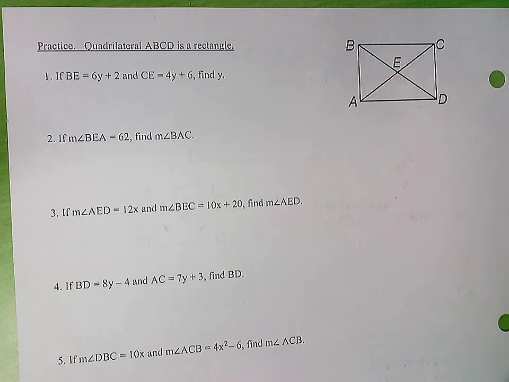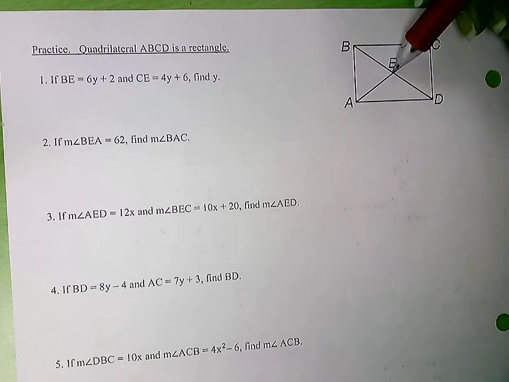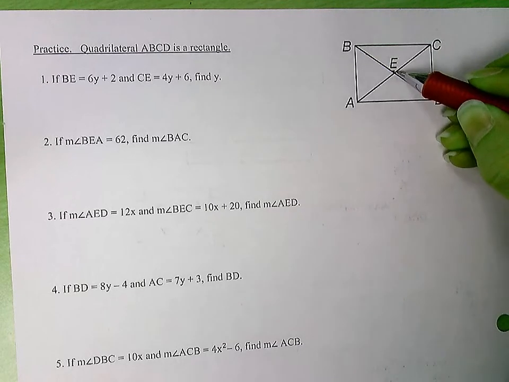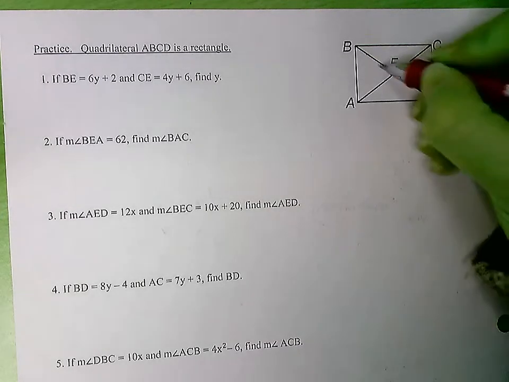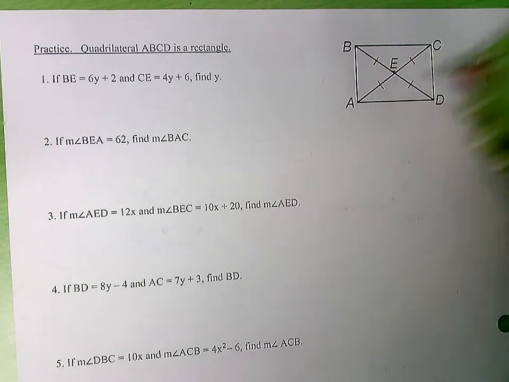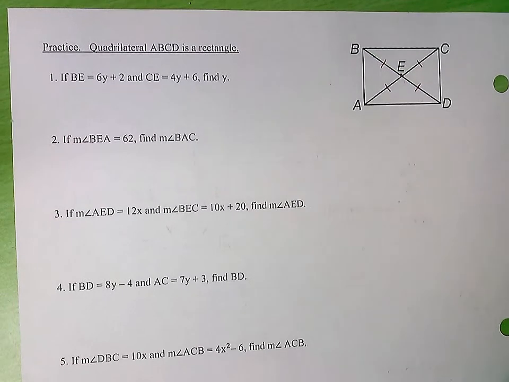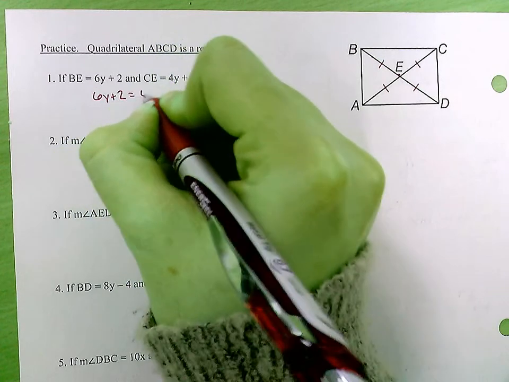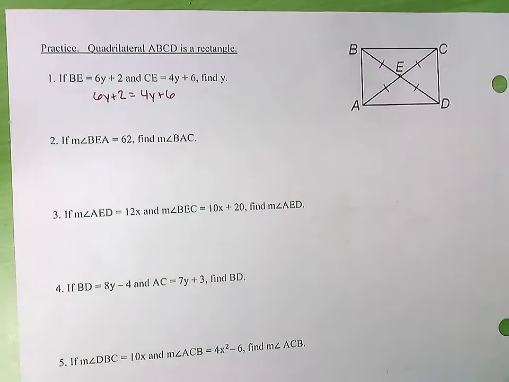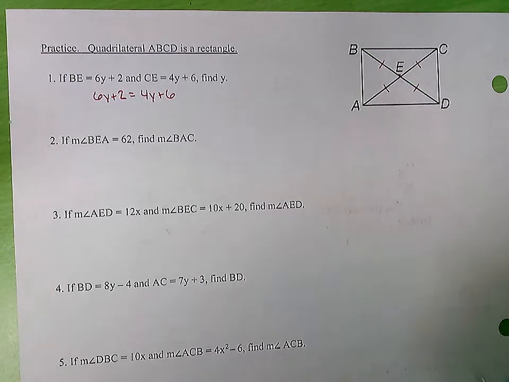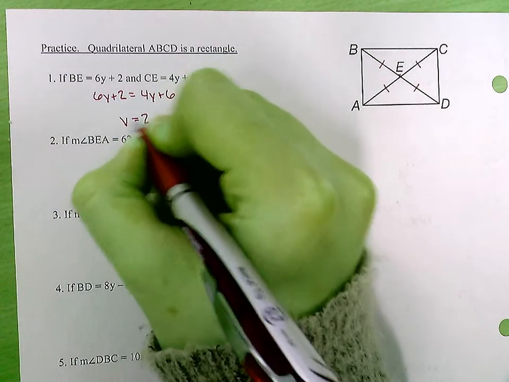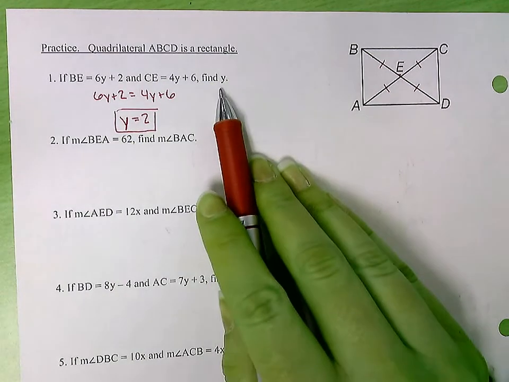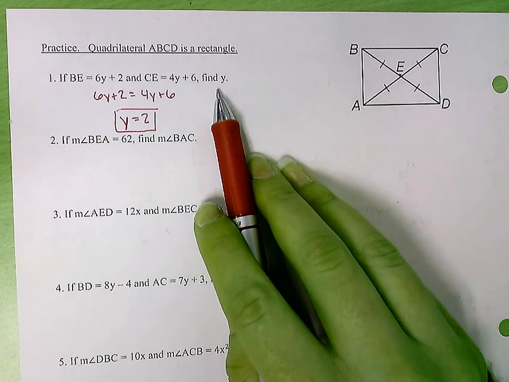Number 1, you had BE is 6y plus 2 and CE is 4y plus 6. In a rectangle, all of these pieces of your diagonals are congruent. Since those are congruent, I can set them equal to each other. And you should have gotten y is equal to 2. You did just have to find y. You didn't have to find any of those lengths.